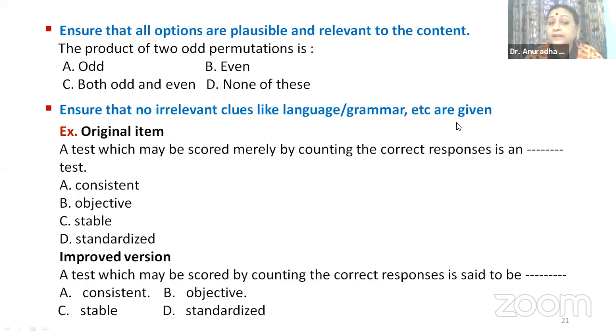Ensure that no irrelevant clues like language, grammar, etc. are given. For example, a question like this. A test which may be scored merely by counting the correct responses is an dash dash test. Now, if you look at all the options, suppose I don't know anything about the subject matter. I'm totally blissfully unaware of the content. I look at the way this question is framed and I say, okay, this is an.